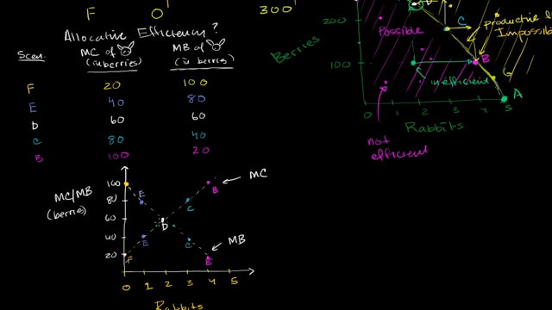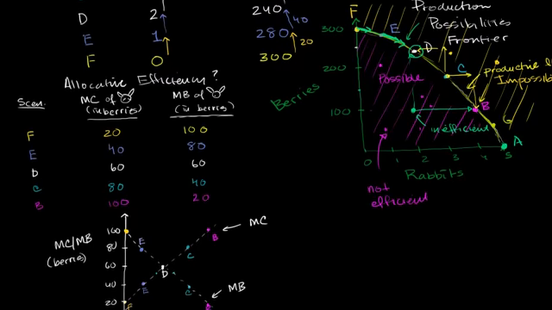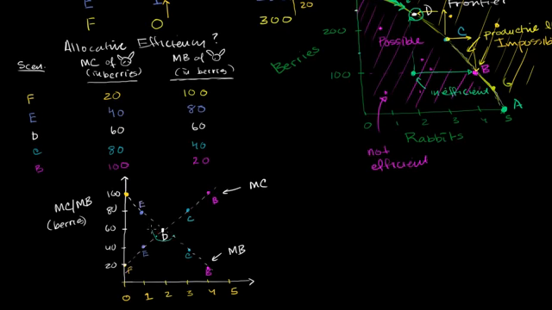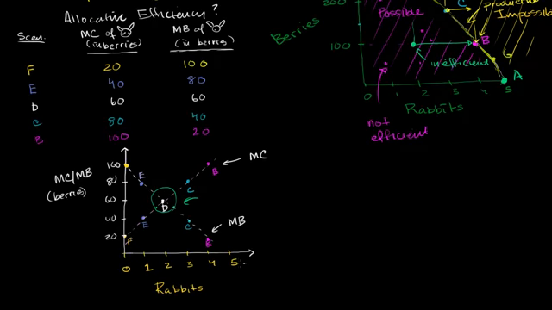So I achieve allocative efficiency where my marginal cost and my marginal benefit are equal. So based on the way that I've rigged the numbers in this example right over here, you want to settle on scenario D. We have achieved allocative efficiency over there. The marginal cost as a function of our rabbits and the marginal benefit as a function of rabbits are equal.